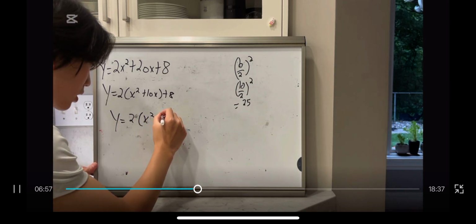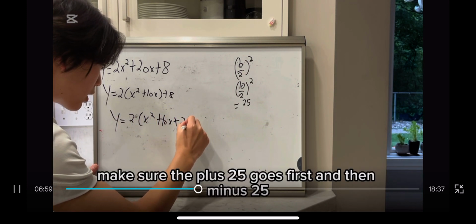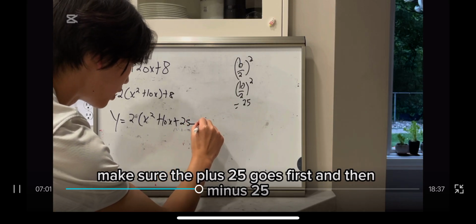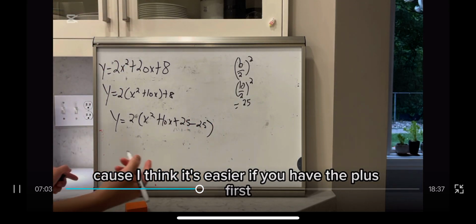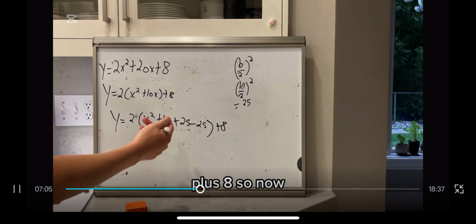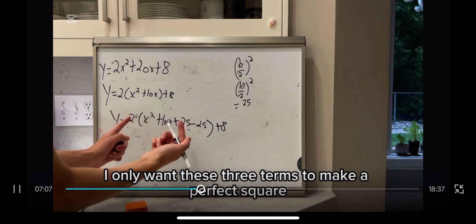Plus 10x plus 25. Make sure the plus 25 goes first, and then minus 25, because I think it's easier if you have the plus first. Plus 8. So now I only want these three terms to make a perfect square.